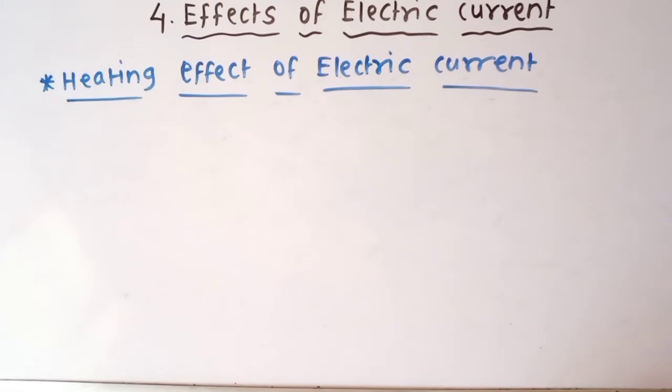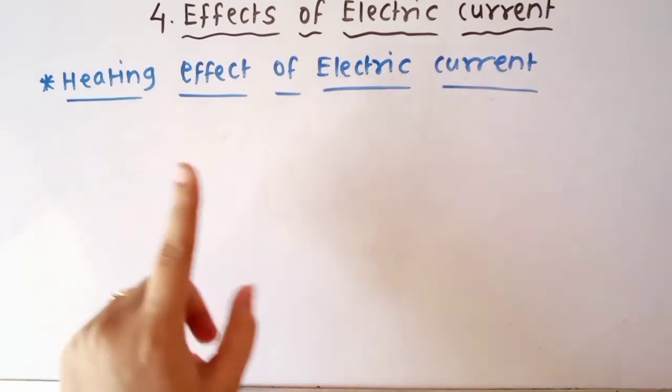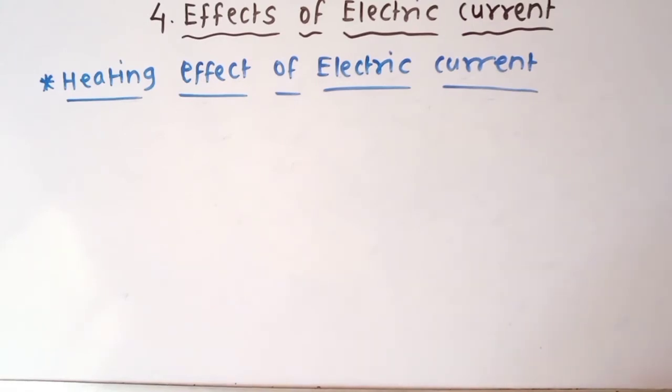Students, we are studying the fourth chapter of Science 1, that is effects of electric current. In the last lecture we derived an expression for heat produced in a conductor using Joule's law of heating. So we have seen some equations or formulas for heat. I hope that part is very clear to you.